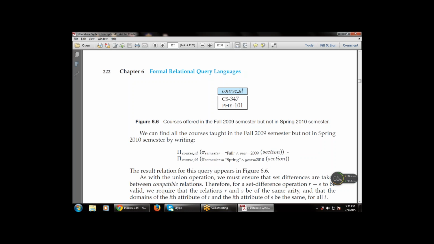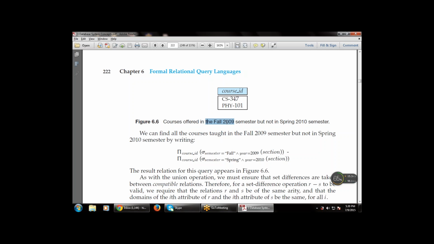So we find the course ID by using the projection operation, that is pi, with semester equals fall and year equals 2009. And then the same for semester equals spring and year equals 2010, and we find the difference between them. So whatever course ID is available for the fall 2009 that is not available in the spring, that is the result given here.